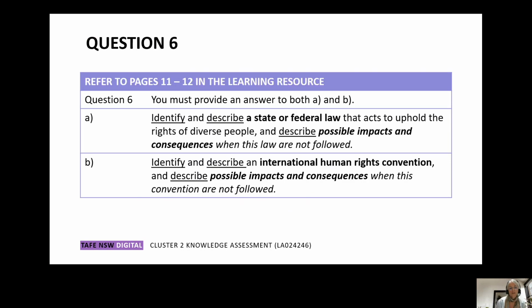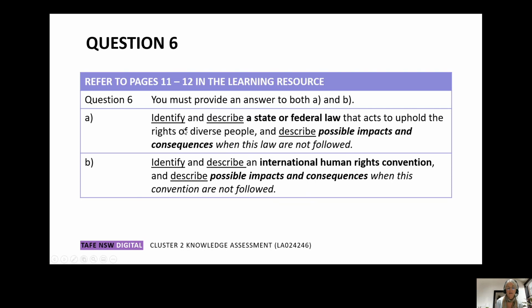Now, question 6, another tip, pages 11 to 12 in the learning resource. This question, sometimes students forget to provide an example of both. So this question is asking you to identify and describe a state or federal law. Go to page 11 and 12. You are going to find one there and you're going to be able to read about it and you're going to be able to read what the impacts are as well if the law's not followed.